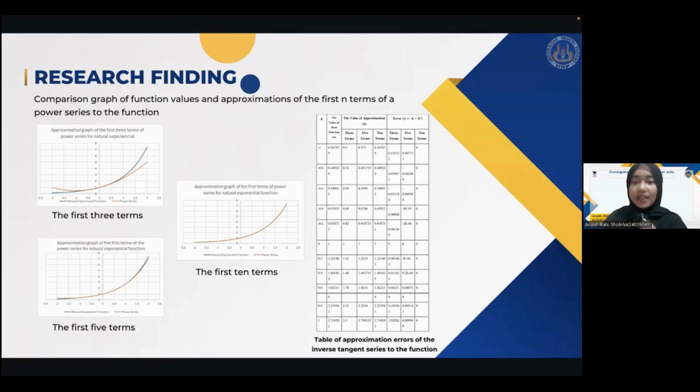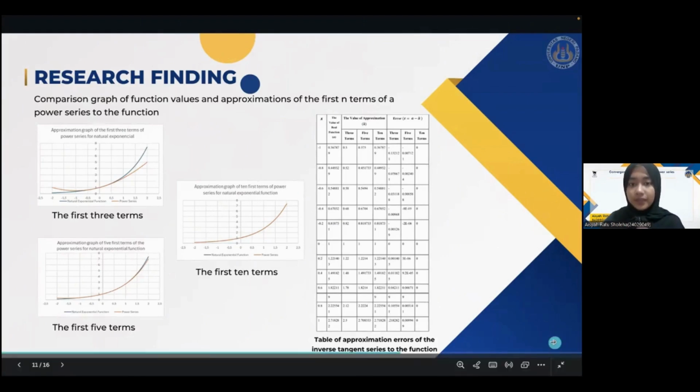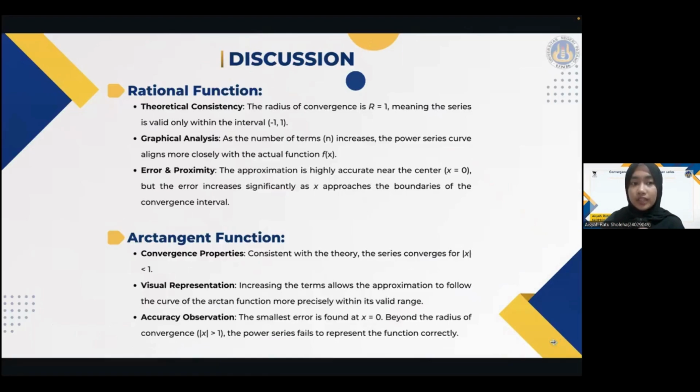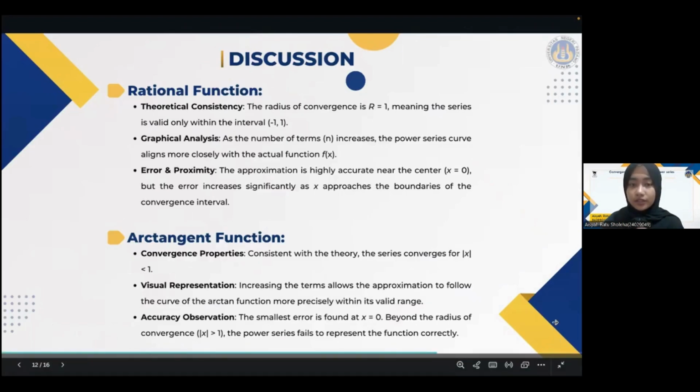Thank you. Now we have already seen the results for all three functions. We will now move to the discussion section, where we will compare and interpret these findings. To the next presenter, the time is yours.